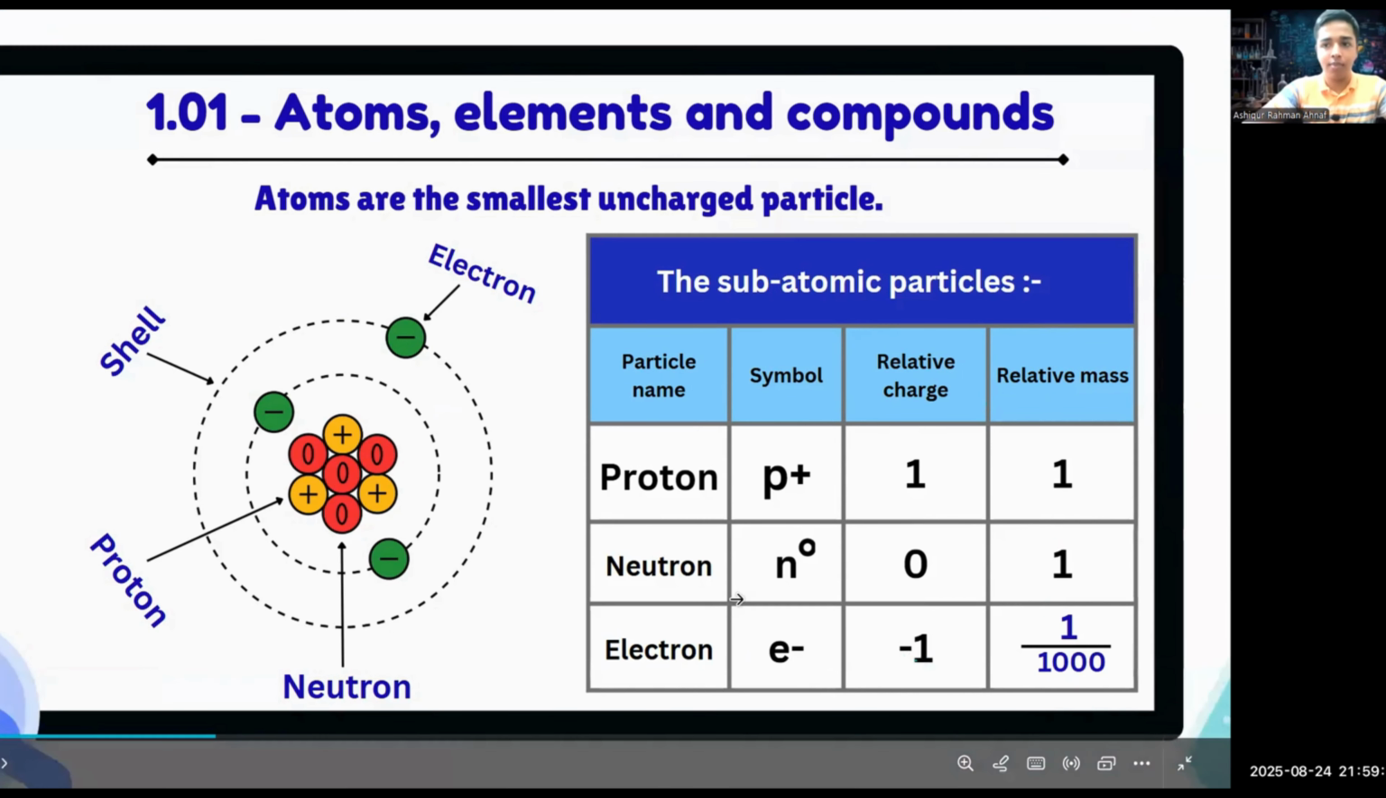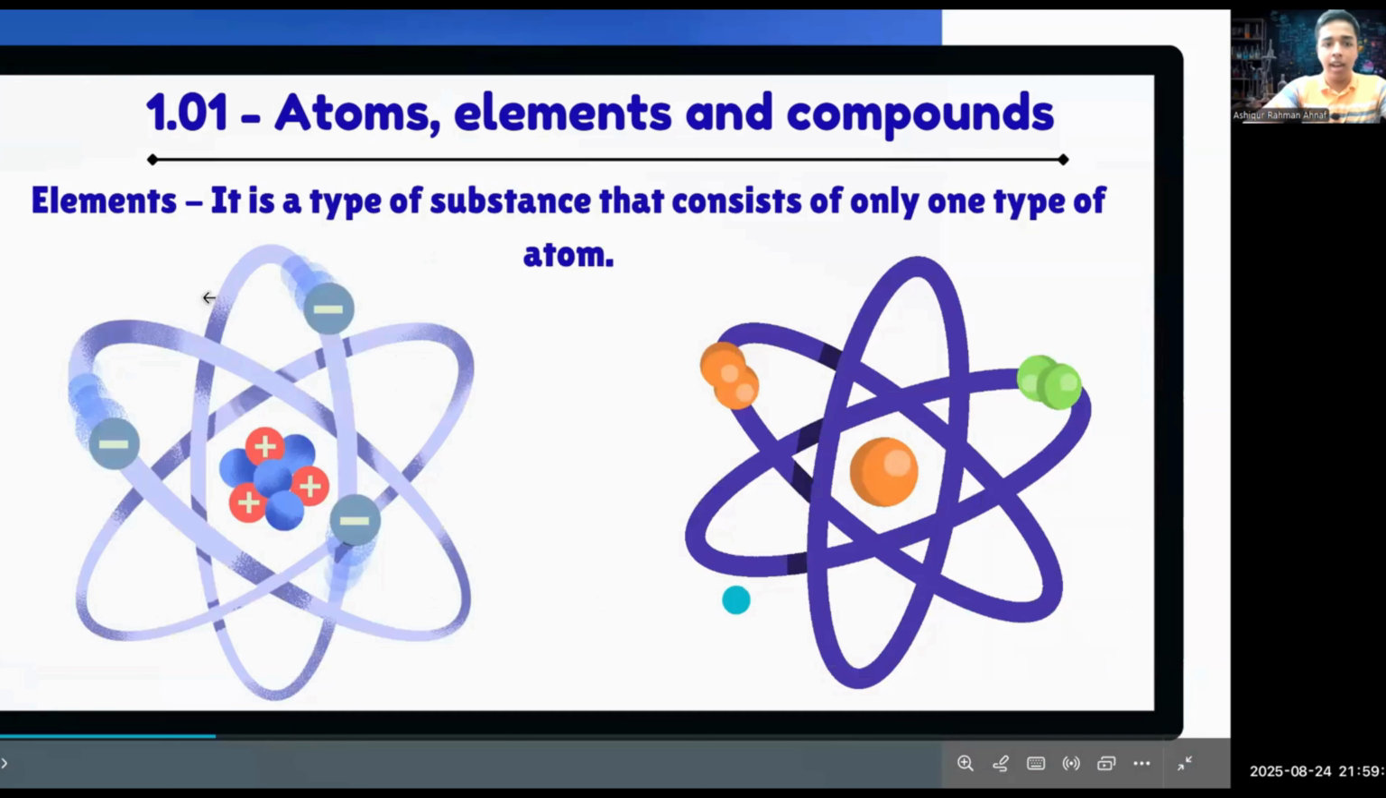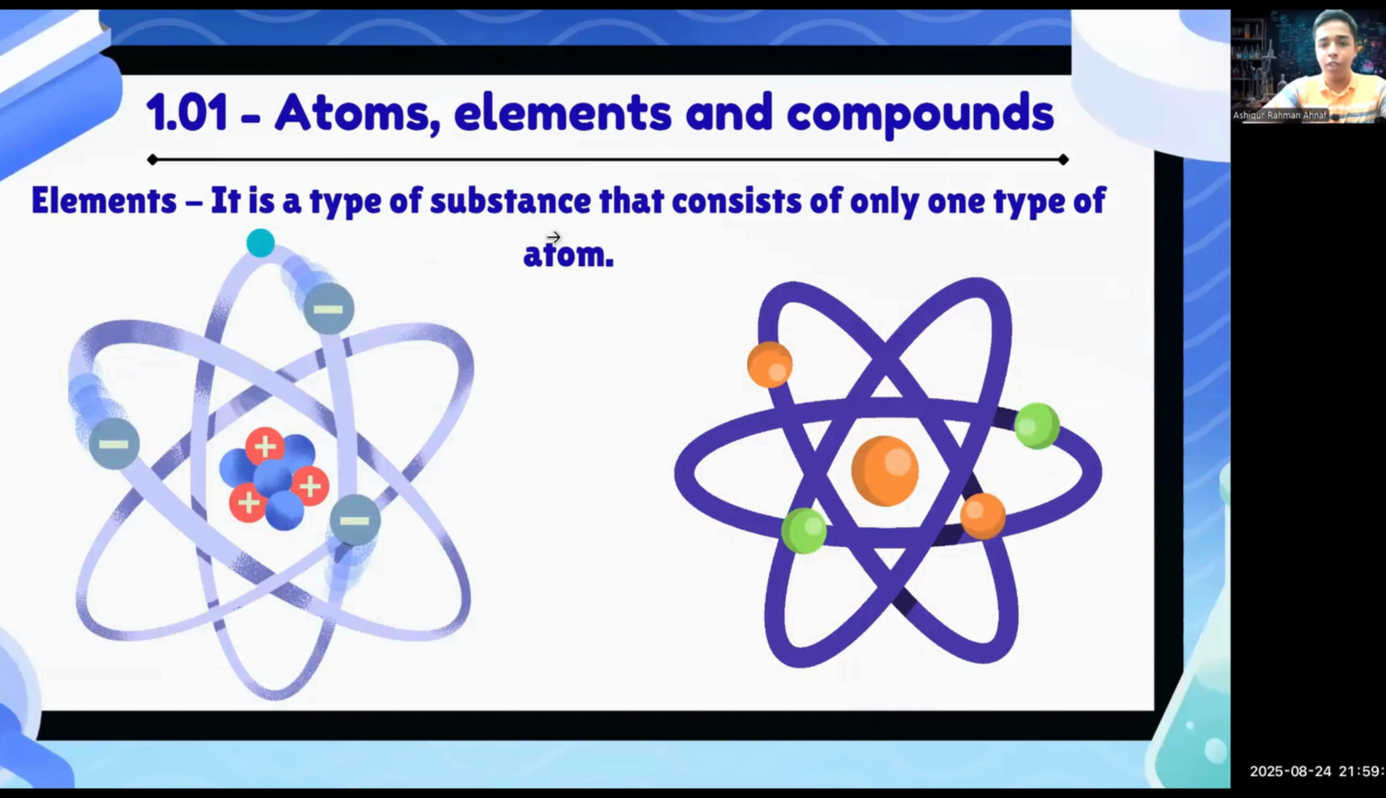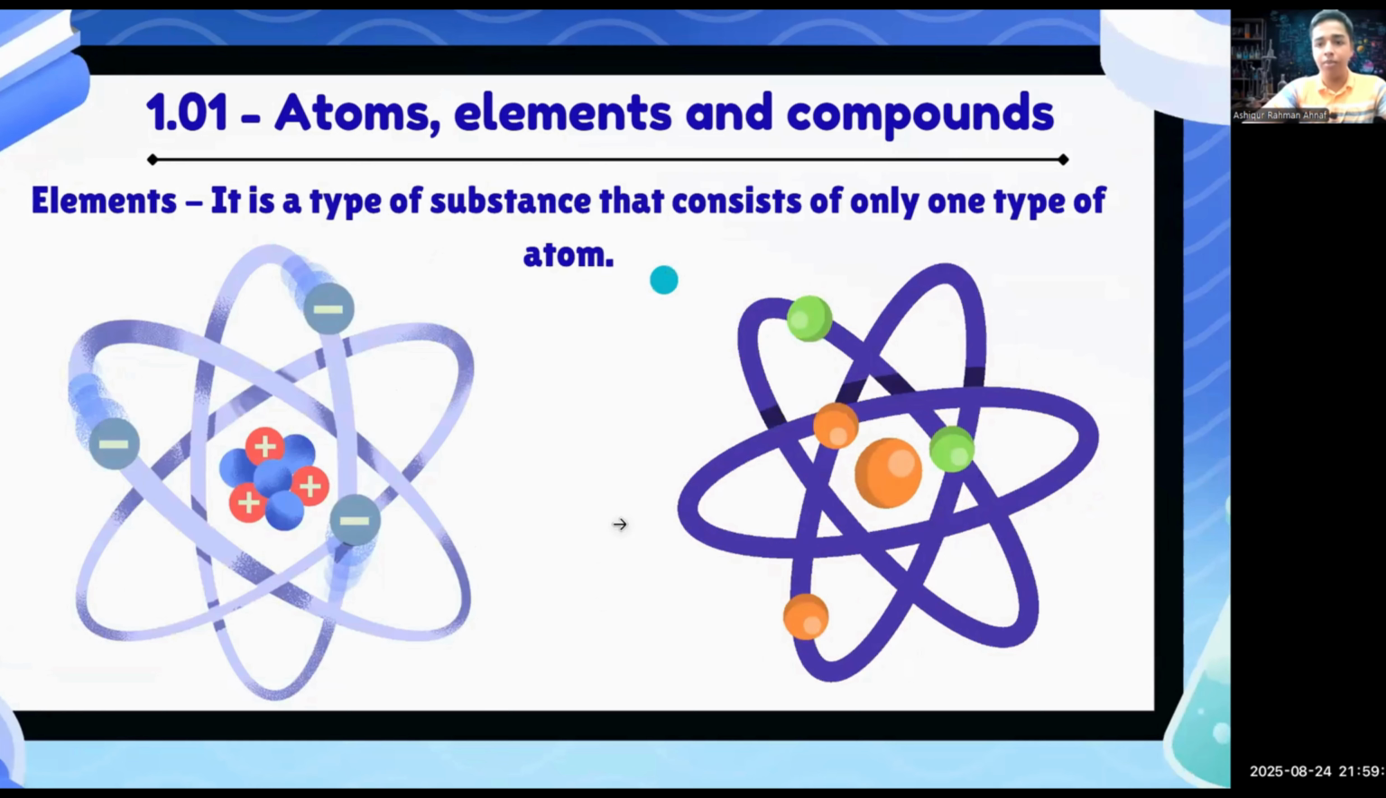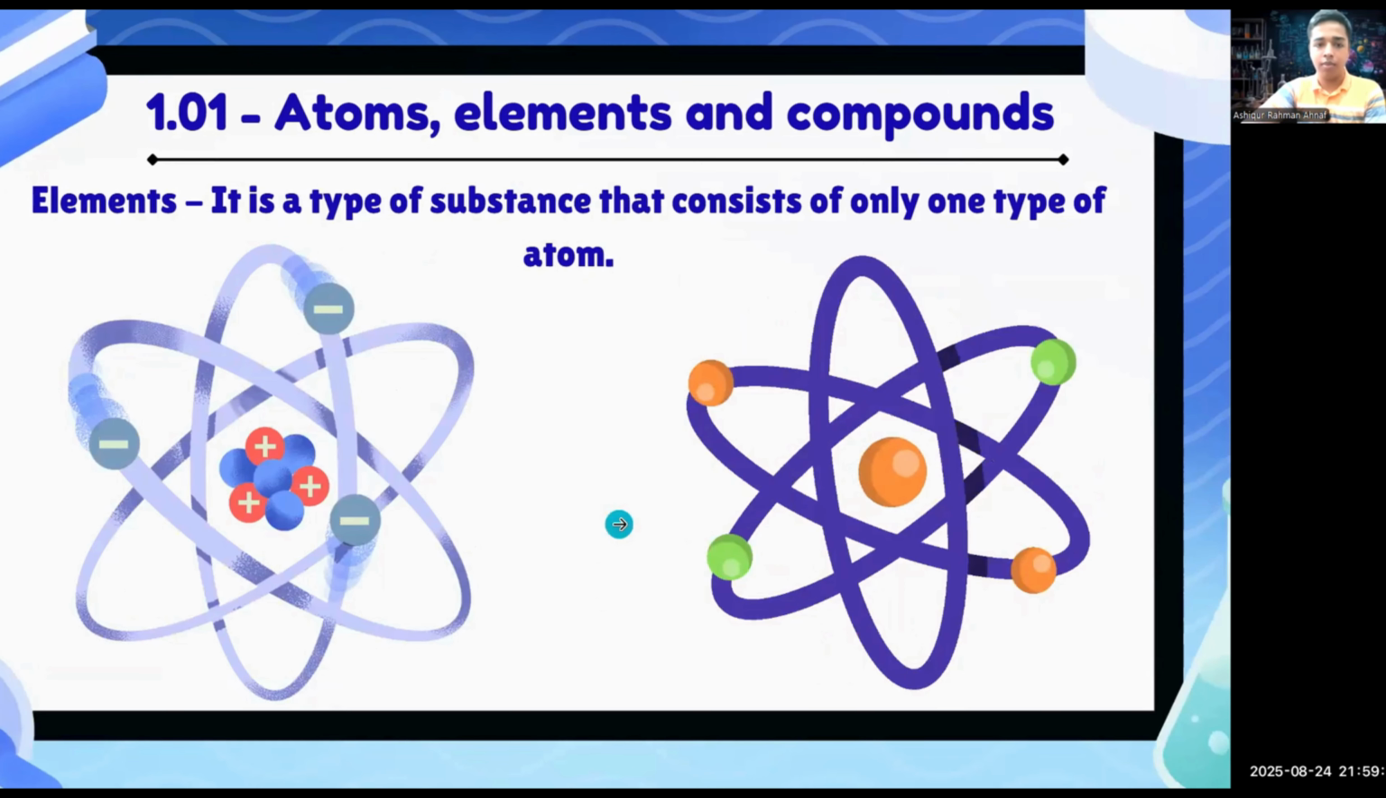Next, elements. It is the type of substance that contains only one type of atom.